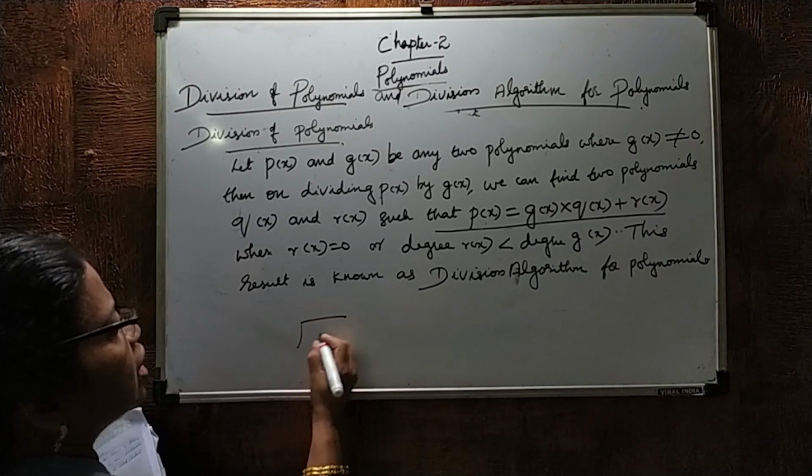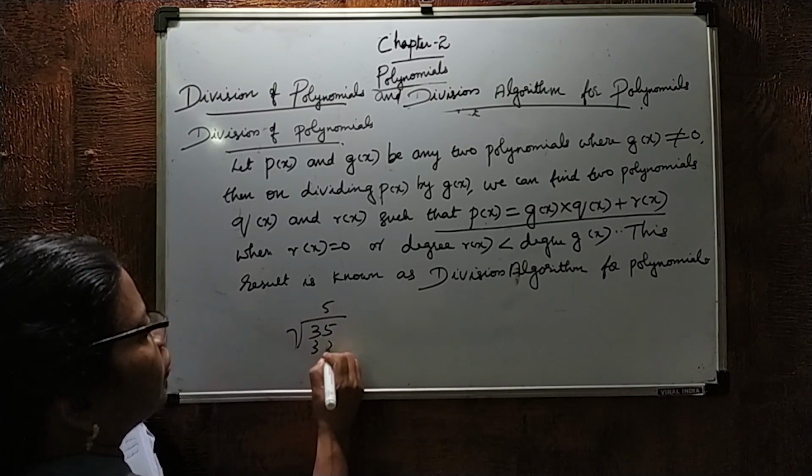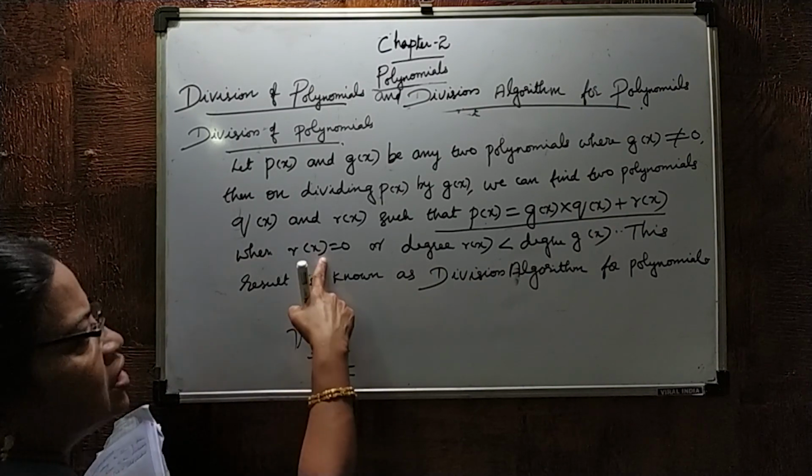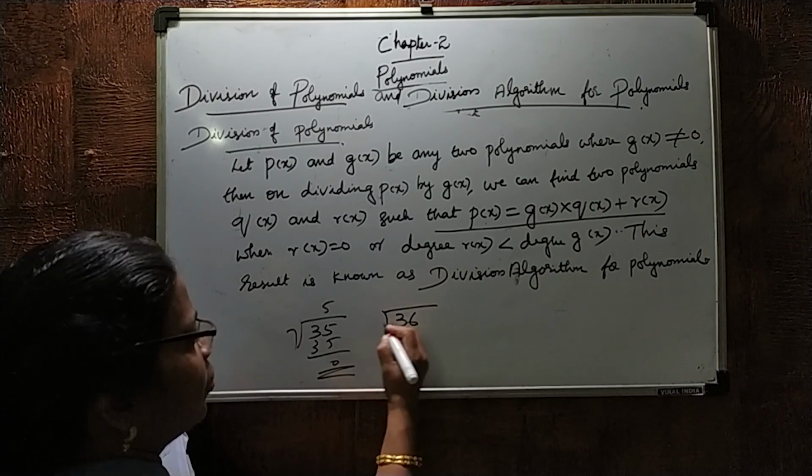Now look, here it is 35 divided by 7. 7 5s are 35. We stopped here when remainder is equal to 0. Suppose here you got 36 divided by 7.